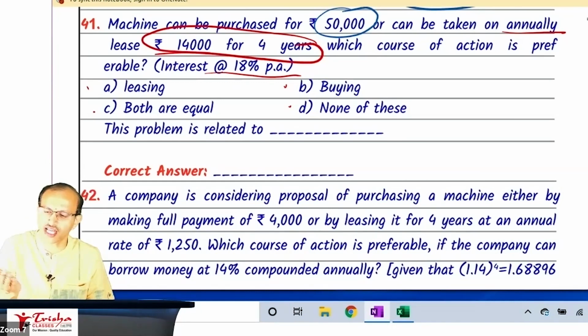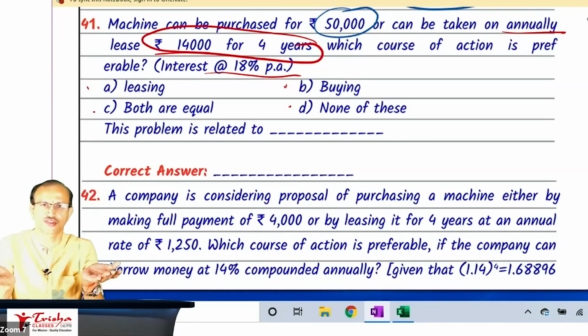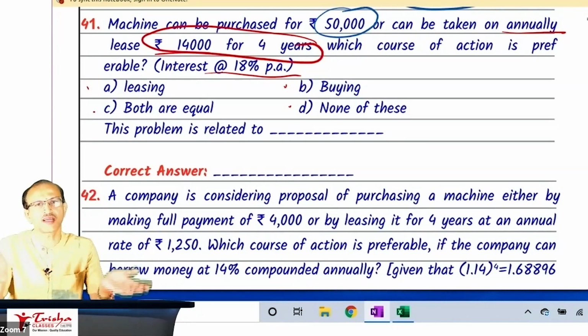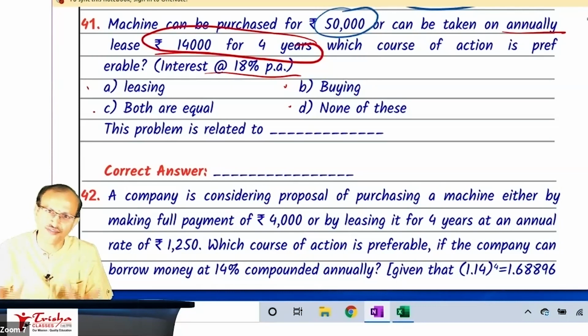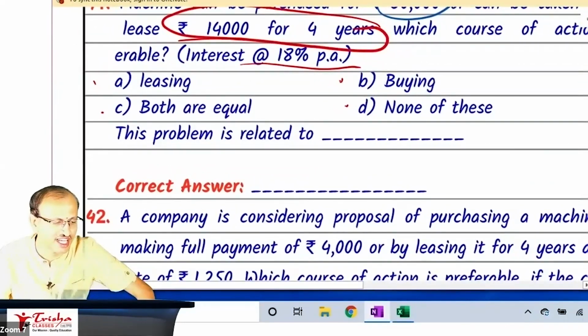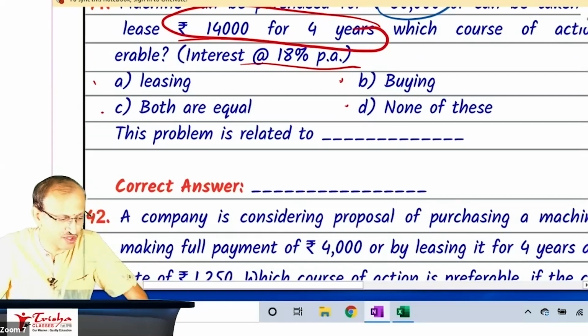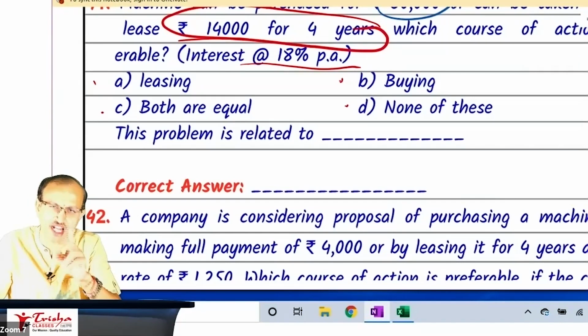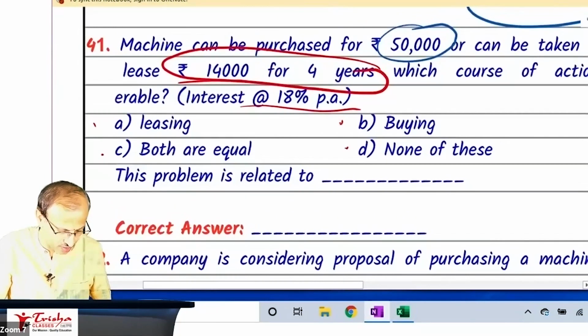Here you have to say I will go for lease, or I will go for buying. You cannot say both are equal, and none of these cannot be the answer in that case. So it is only between what and what? It's only between leasing and buying. That's all, there's nothing else. Okay, I'll tell you how to go about it. Just apply your common sense and let me know.